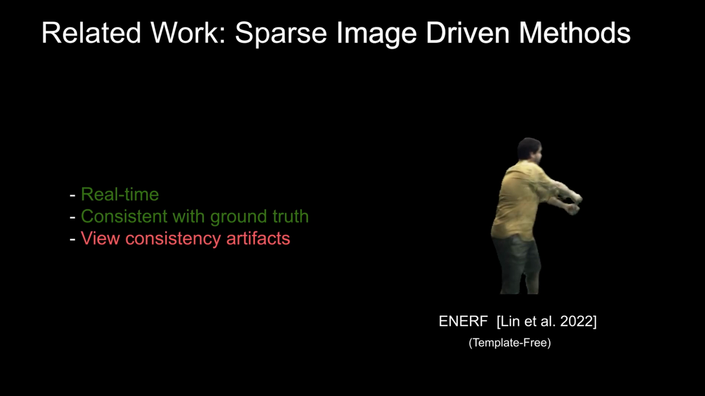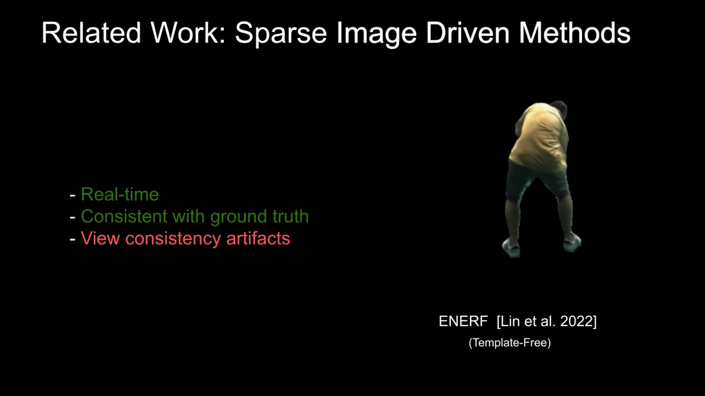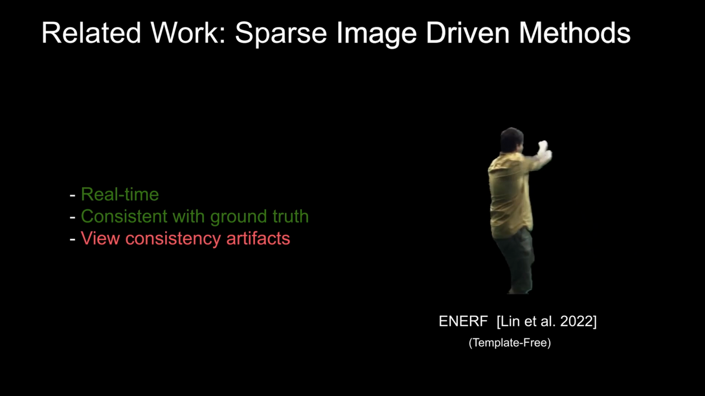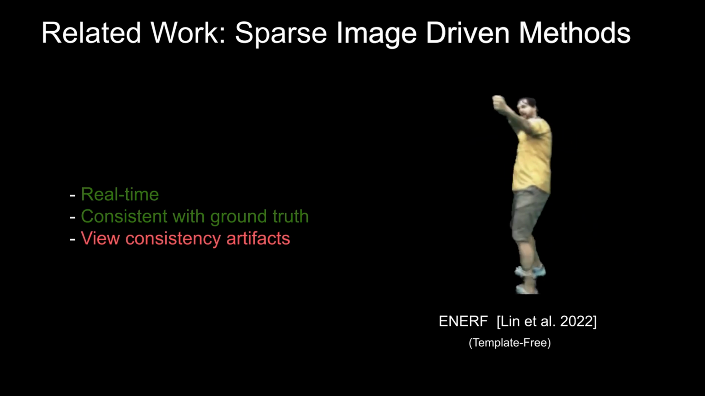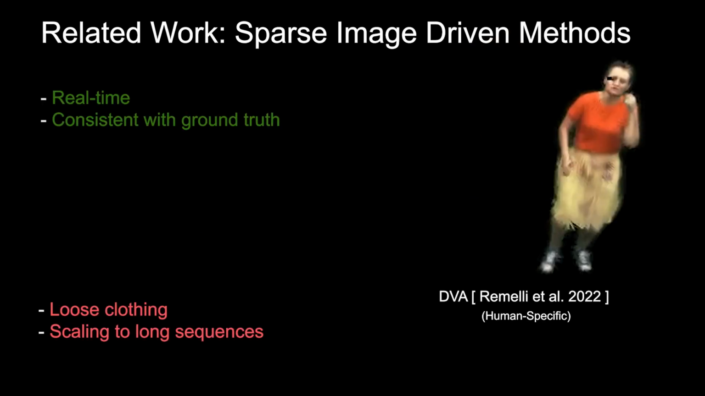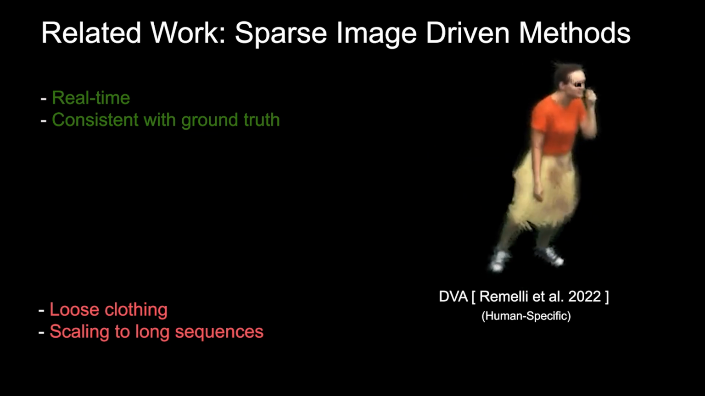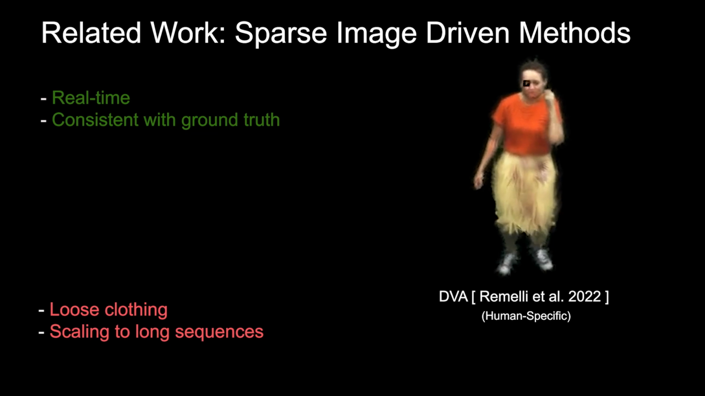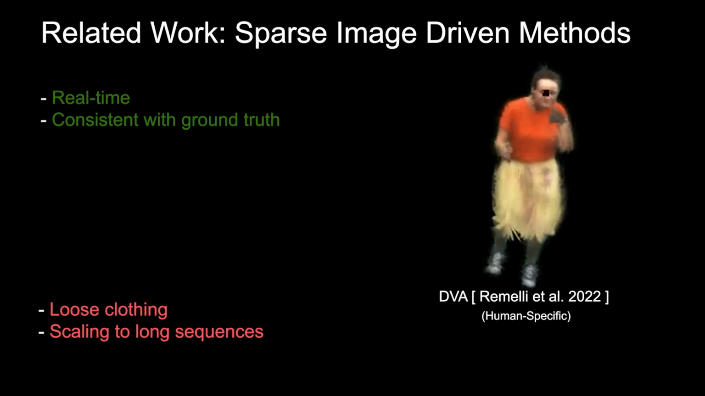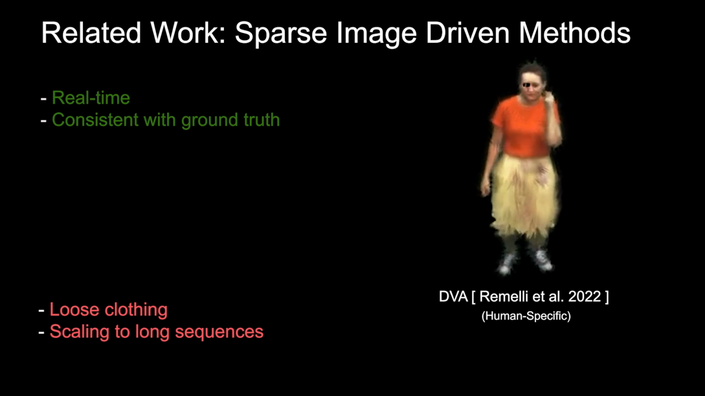Recently, there have also been works on free viewpoint rendering given sparse camera view observations. NRF proposes an efficient free view rendering approach for general scenes using a radiance field representation. While their method achieves real-time performance, it exhibits view consistency artifacts because of its constrained color formulation. The most closely related work to our problem setting is DVA, which represents the virtual character as volumetric primitives that are loosely attached to a mesh. Although this approach achieves real-time performance and demonstrates consistency with ground truth data, we observe that DVA struggles with characters wearing loose type of apparel.